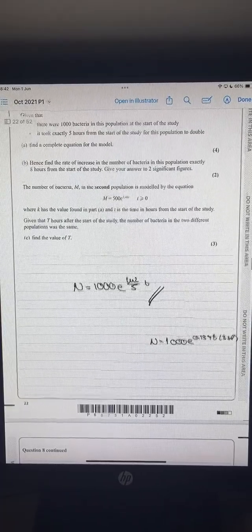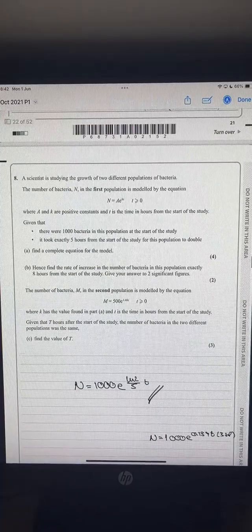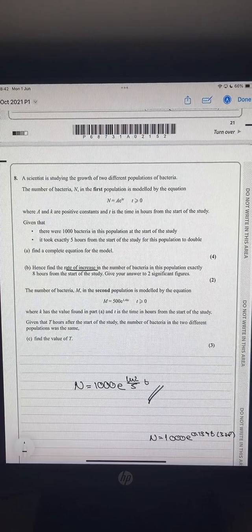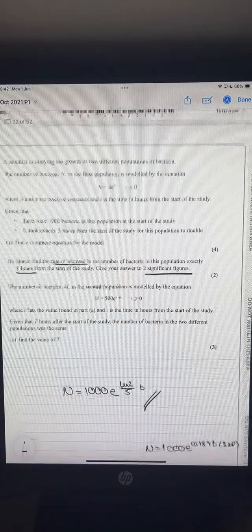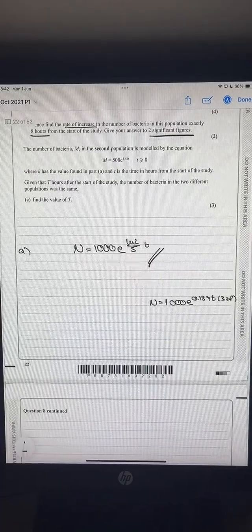Okay, cool. For part B, hence find the rate of increase in the number of bacteria in this population exactly 8 hours from the start of the study. Give your answer to 2 significant figures. So for part A, I have that.